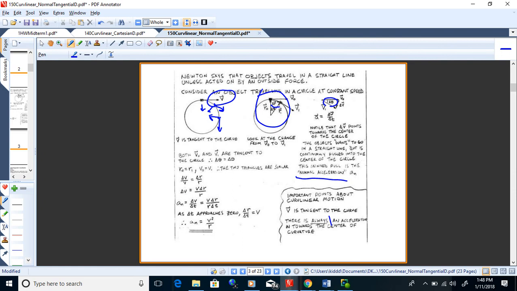So the normal acceleration has a magnitude of v squared over r, and it accelerates in towards the center of curvature. The velocity is r times theta dot, the angular speed, and it's tangent to the curve. So that's the things we want to remember from what we just went over here.